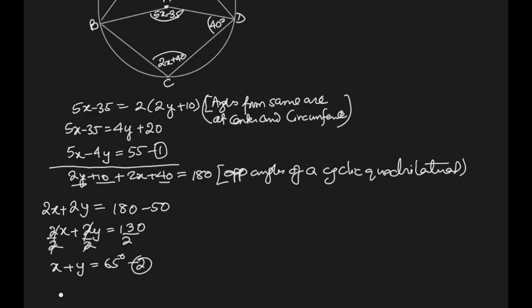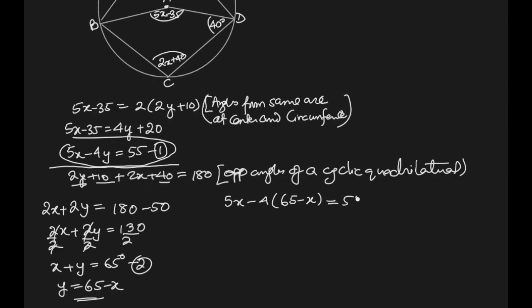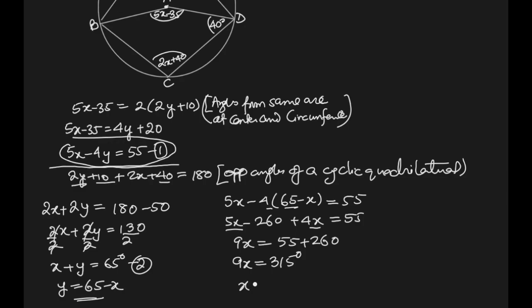Let's isolate one of them. We have to find both x and y, so it doesn't matter. So y equal to 65 minus x. We can rearrange this equation number 2 and substitute in equation number 1. Let's do it here. 5x minus 4 times (65 minus x) equal to 55. So 5x minus again 130, 260 plus 4x equal to 55. This and this is 9x, and we get 55 plus 260 on the right side, 315. So x will be 315 divided by 9, which is 35 degrees. This is x, and we can find y.